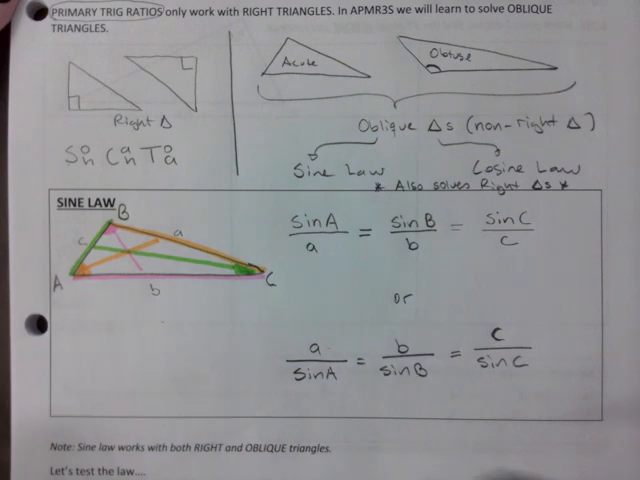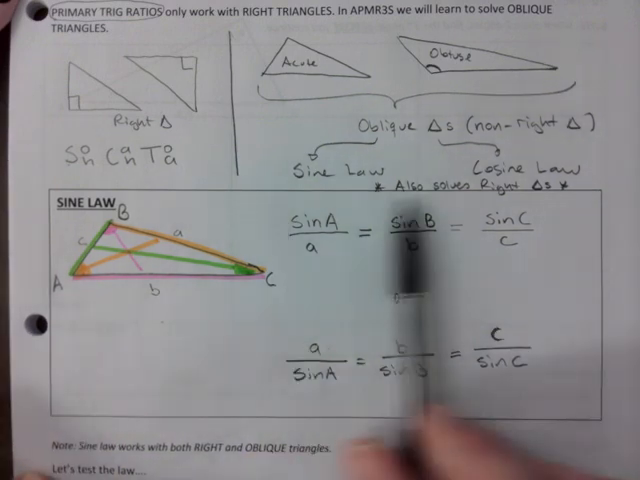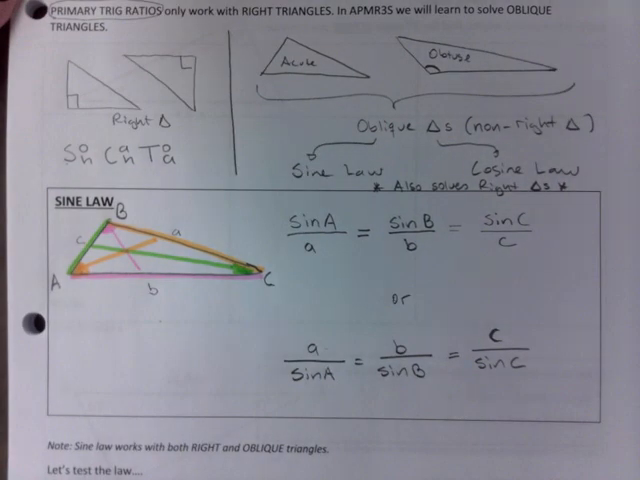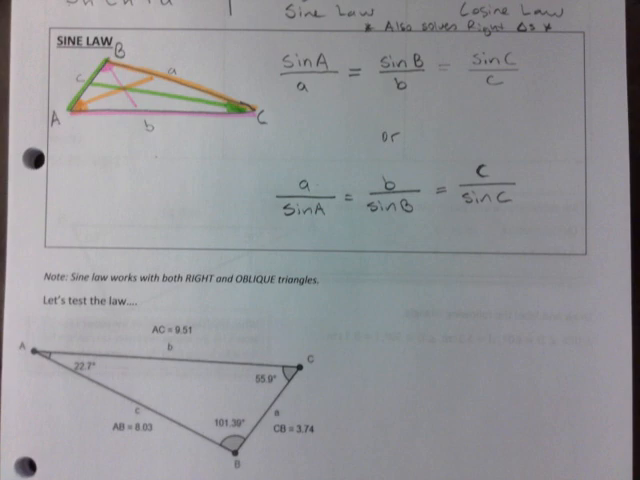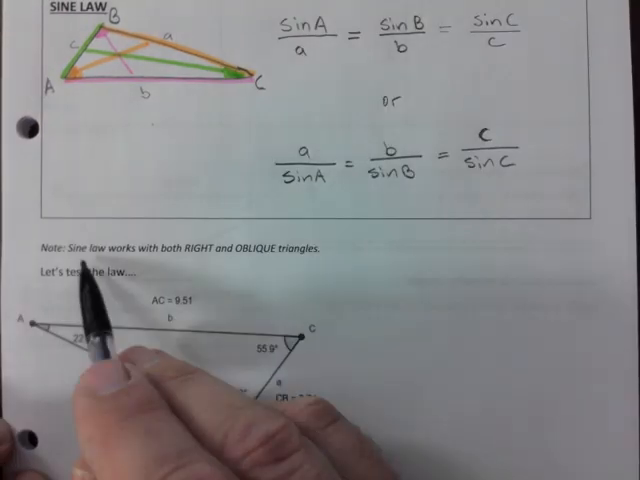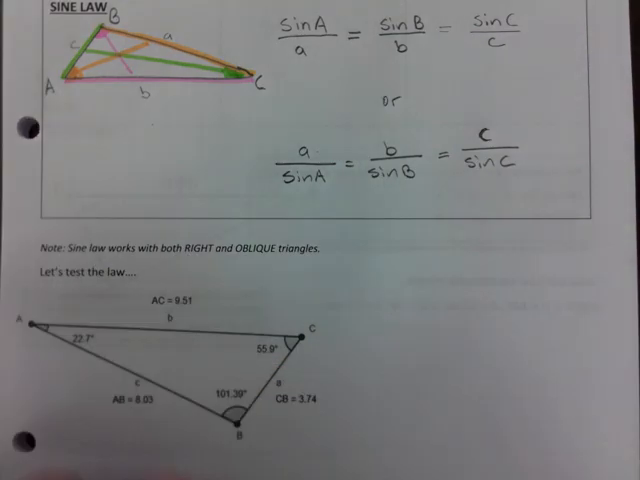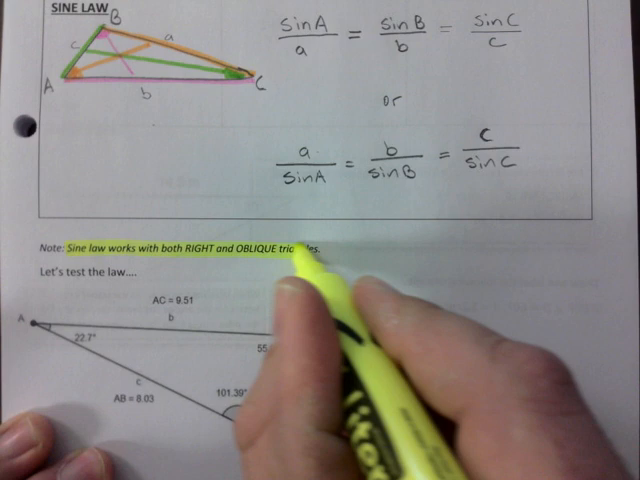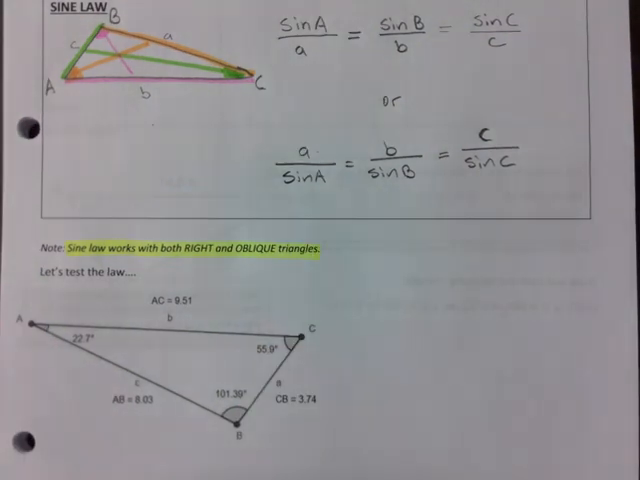And we're gonna use this property to solve for unknown sides or angles, okay? So here we go. I'm just gonna show you that this works. Sine law works for both right... This is important. It works for both right and oblique triangles. There it is one more time. Let's test this law, shall we?